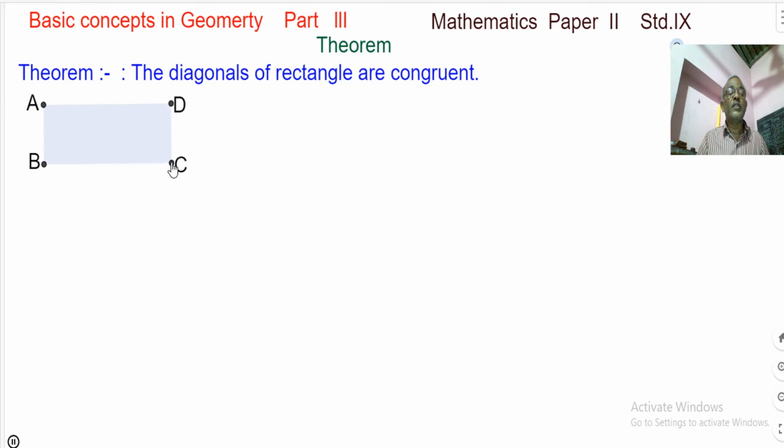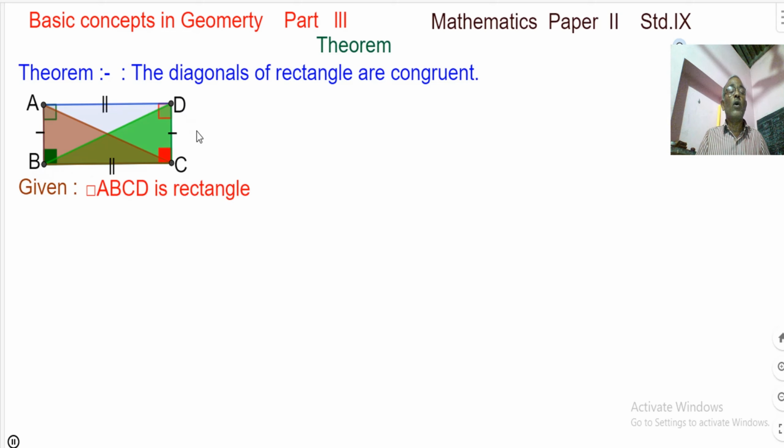Here A, B, C, D are vertices of a rectangle. AB congruent to DC because opposite sides of rectangle are congruent. So BC congruent to AD. Here AC and BD are diagonals of this rectangle.